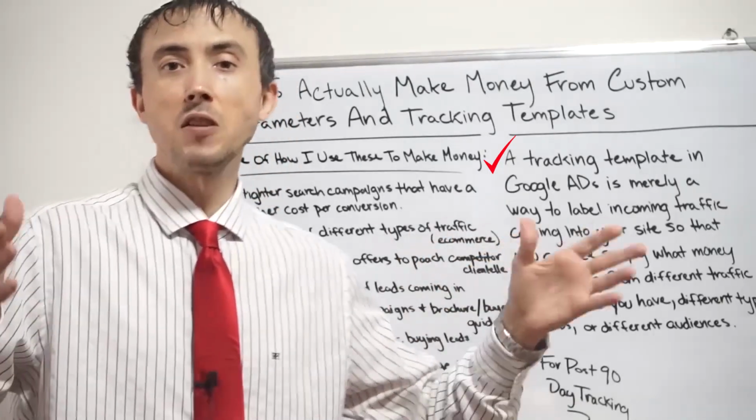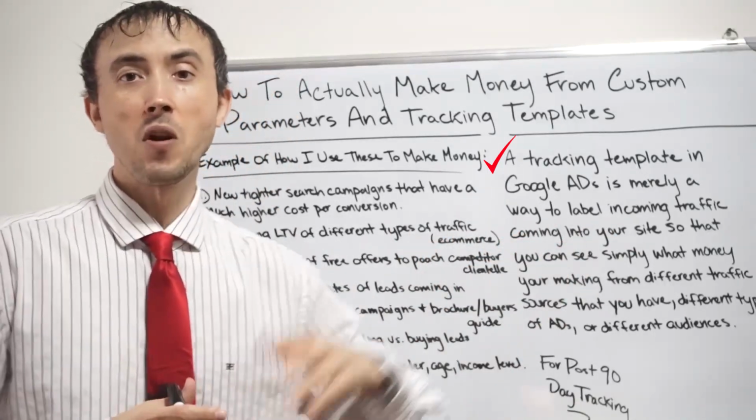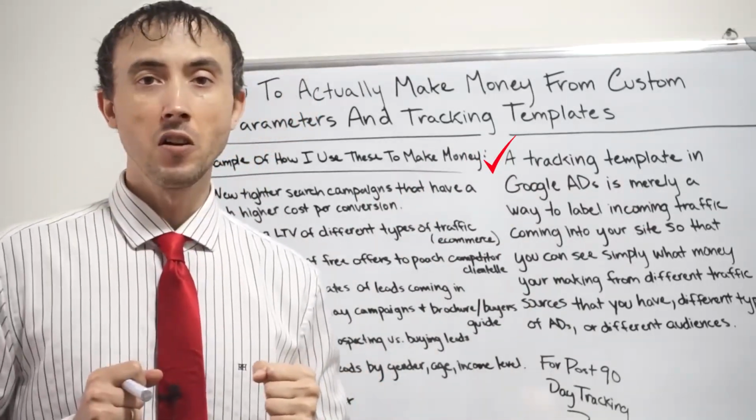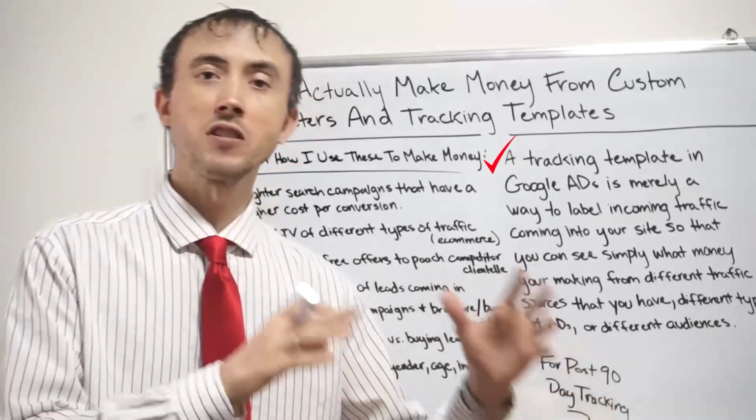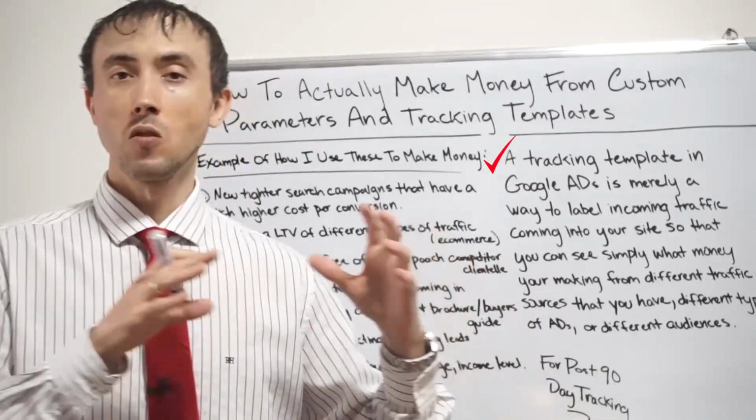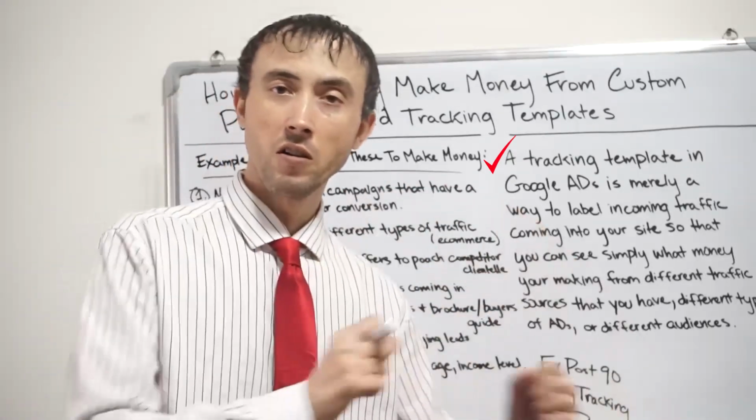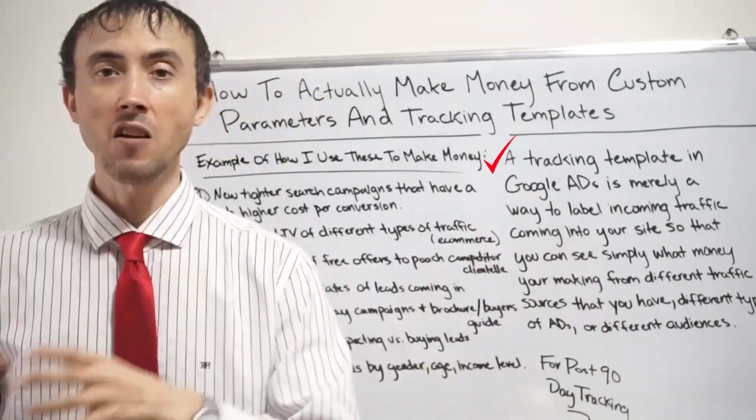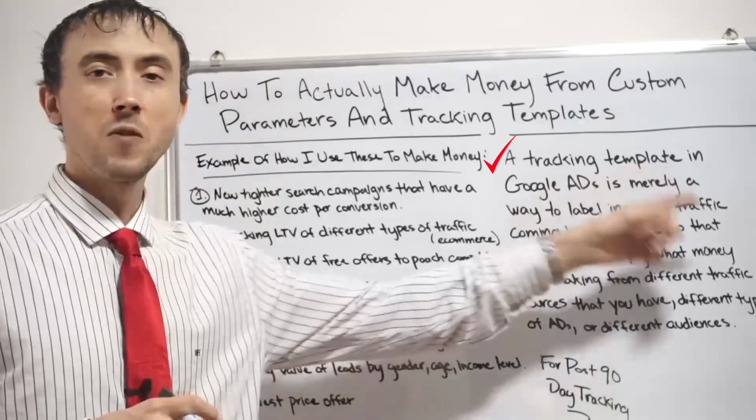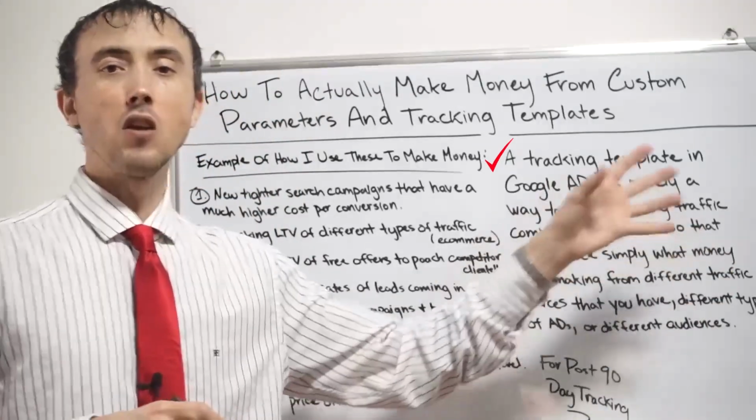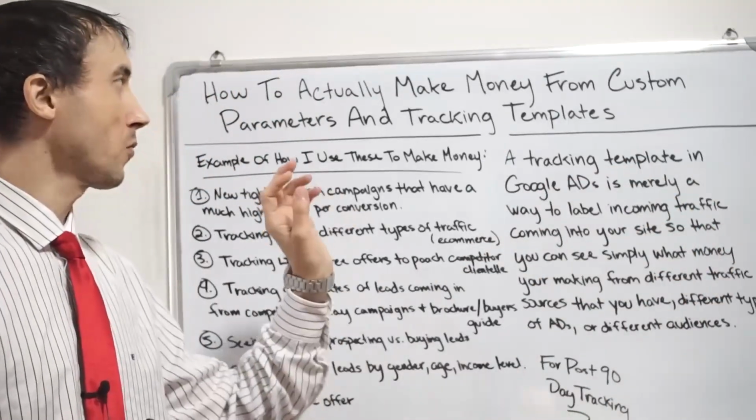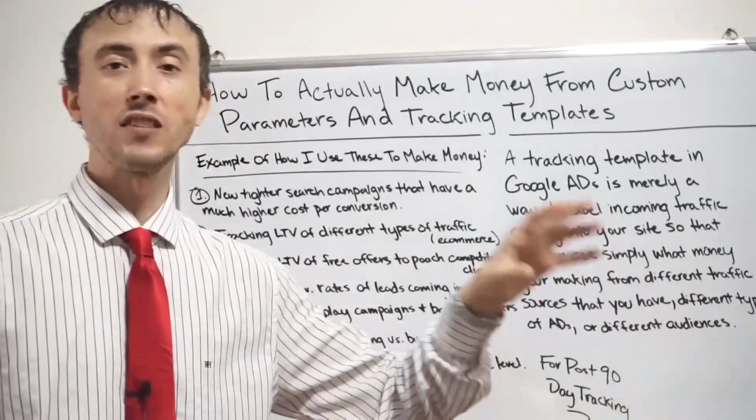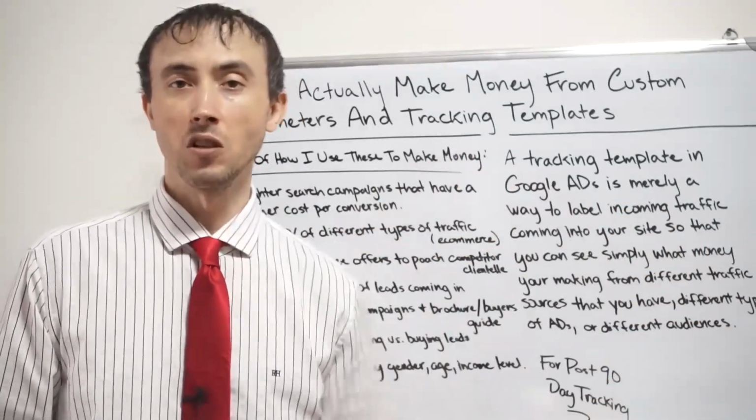Same thing could obviously apply if you wanted to see if somebody was a homeowner versus a non-homeowner, what the homeowner leads are worth to your business versus non-homeowners, or what the customer is worth to you if they're a homeowner or not a homeowner. So these are just some different basic ways that you use custom parameters and tracking templates to make money with Google Ads and what they're actually used for or how they're used.